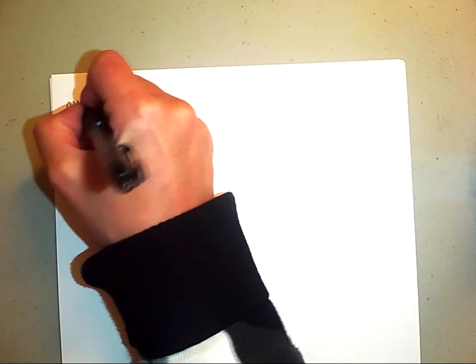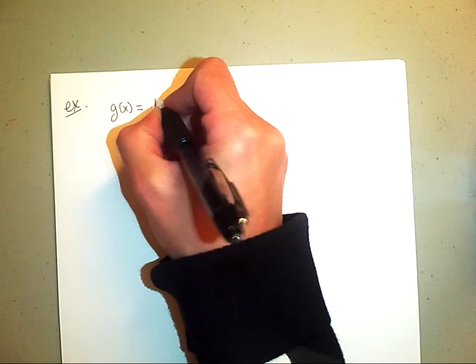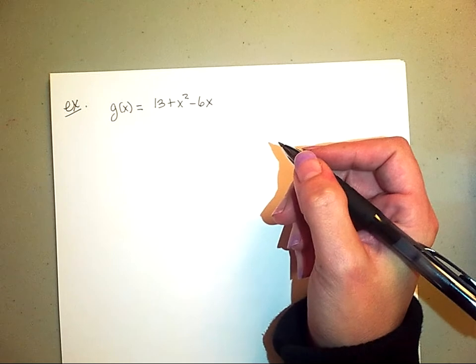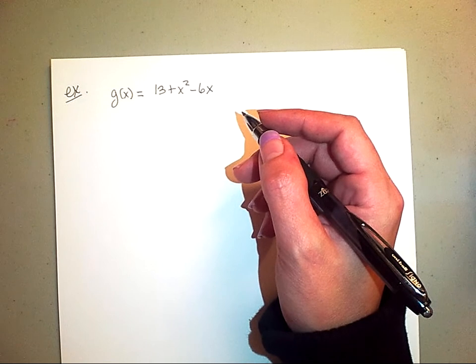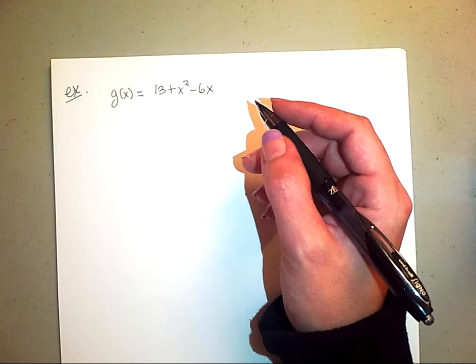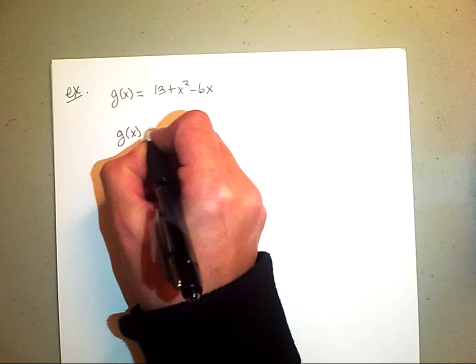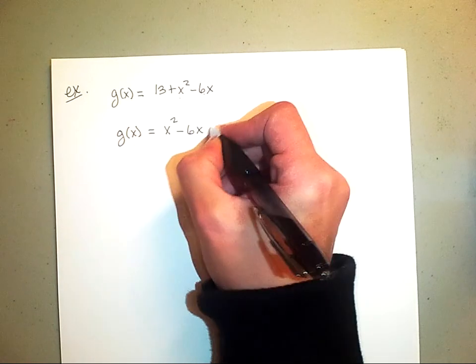Now, for example, let's say we have some function g of x, which is equal to 13 plus x squared minus 6x. Okay. And I want to write this in the standard form. Okay. Well, this isn't the normal way we see it. We normally see g of x, we write it in descending order, so x squared minus 6x plus 13.